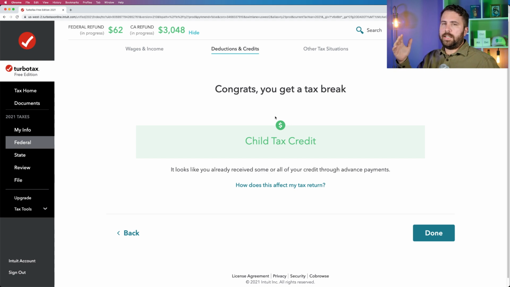$3,600 for children under the age of 6. Is that right? I think that's right. $3,000 for children ages 6 and above, or is it under the age of 5? I forget. But basically, lots of people got a portion of that paid in monthly payments throughout the latter half of 2021, and then they would take the remainder as a credit on their tax return. So that's what's going on here.